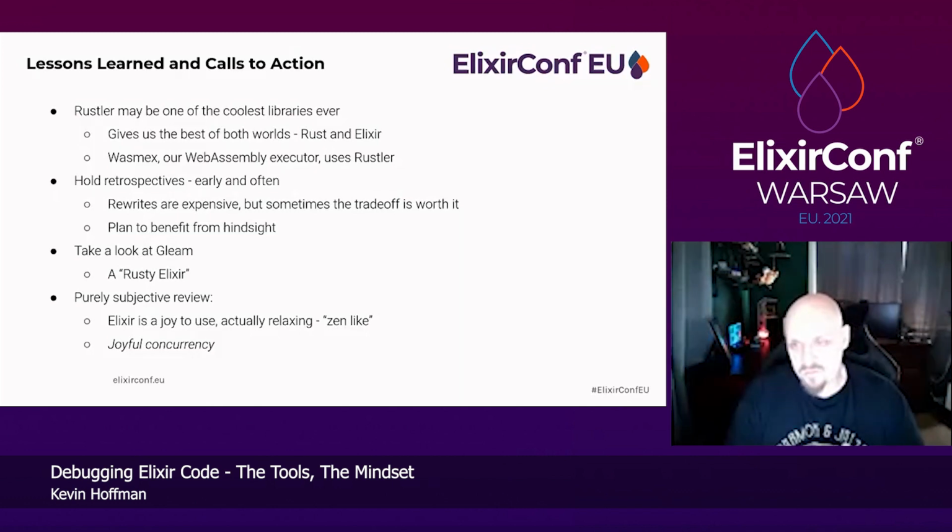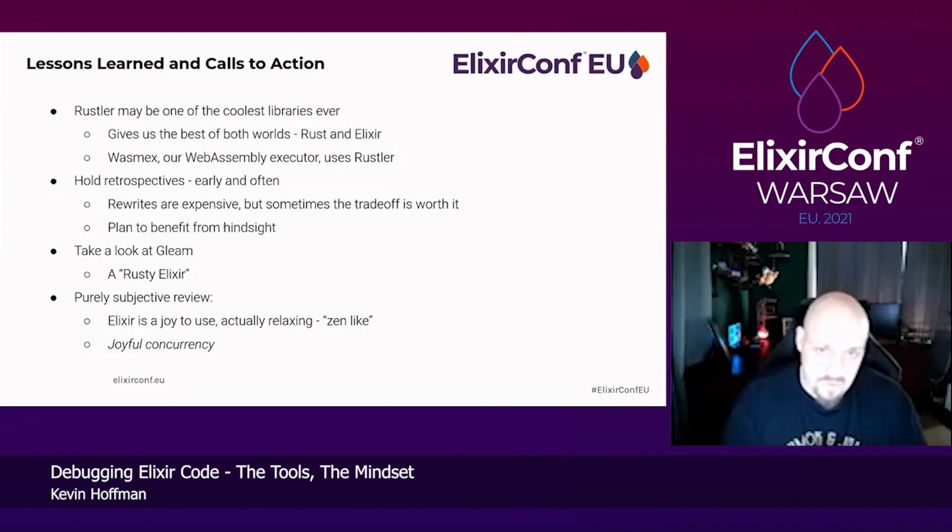Holding retrospectives early and often gives us the chance to make decisions about whether we're going to do a rewrite and what the impact of that might be. And we want to be able to plan to benefit from hindsight. So rather than waiting until we have completely released a 1.0 product to stop and take a look at how things are going, we want to do that more often so that we can plan for these kinds of rewrites and incorporate the lessons that we've learned.